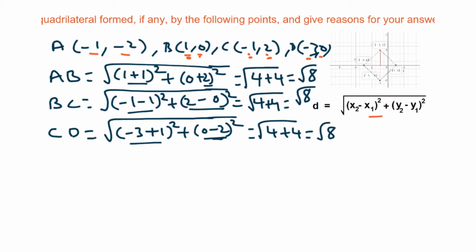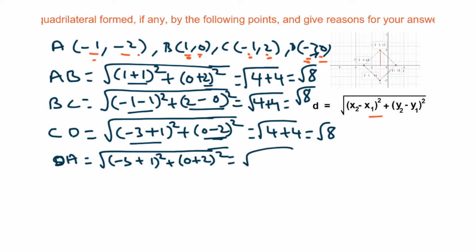Now we will find the fourth side, which is DA. So take this as x1, y1 and this as x2, y2. So x2 minus x1: -3 minus of -1 plus 1 whole square plus y2 minus y1: 0 minus of -2 is plus 2 whole square. So -3 plus 1 is -2, -2 square is 4, and 0 plus 2 is 2, 2 square is 4. So now we got all 4 sides equal. So till now this can be a square or a rhombus.